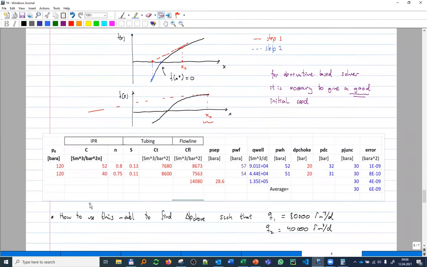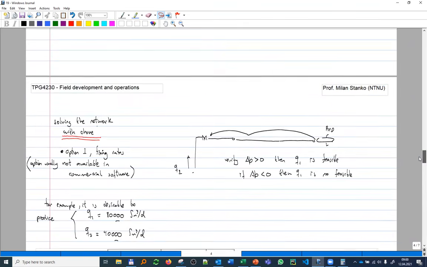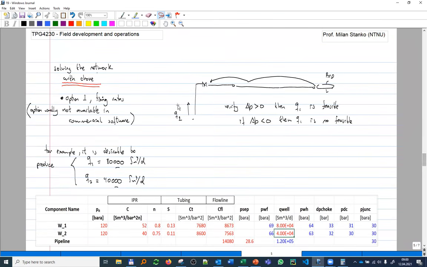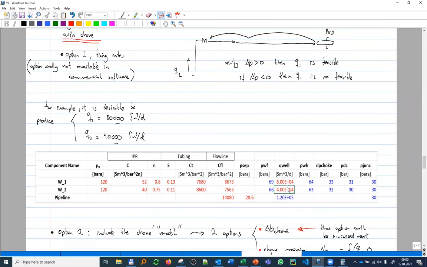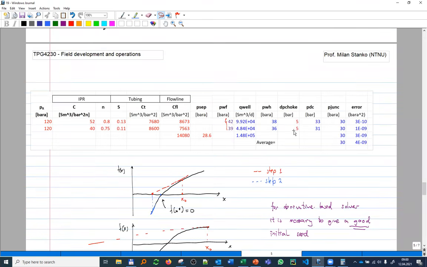Okay, here we have the case of 20. So now the last case I have for you in this video is how I can use this model to find delta P chokes such that the rates are the same. You remember when we got initially this problem, we simply forced the rate, and it was a very simple run. But now we have to use this method to calculate such that these two rates are 80,000 and 40,000.